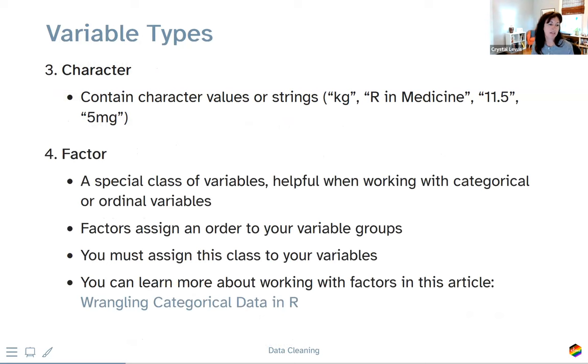And then the last one we're going to talk about today is a factor. This is a special class of variables, helpful when working with categorical or ordinal variables. Factors assign an order to your variable groups. So they're really useful for ordering groups in tables or graphs or models. But you must assign this class to your variable. So when you read in your data, your character variables will not automatically be assigned as factors. You'll need to assign this class yourself. And then last, because factors can be a little tricky to work with and understand, you can learn more about working with factors in this article I linked here from Amelia McNamara and Nicholas Horton.